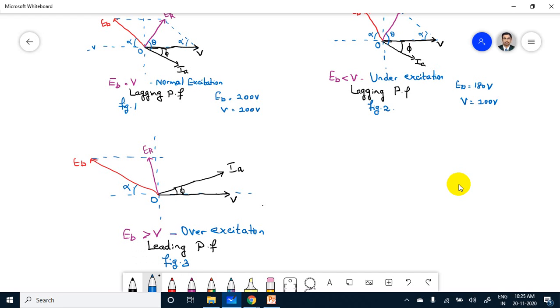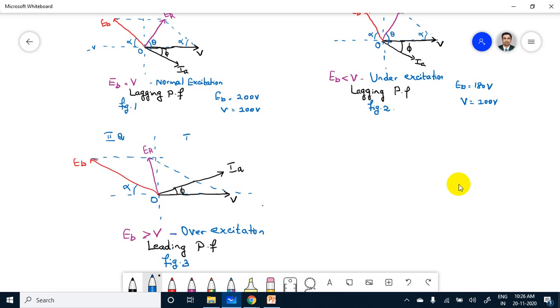Now from ER you have to join it, because the ER will be coming in the negative quadrant, that is in the second quadrant. This is my second quadrant.